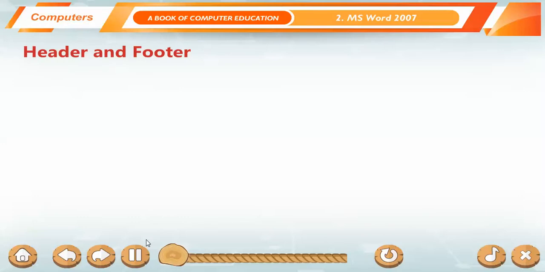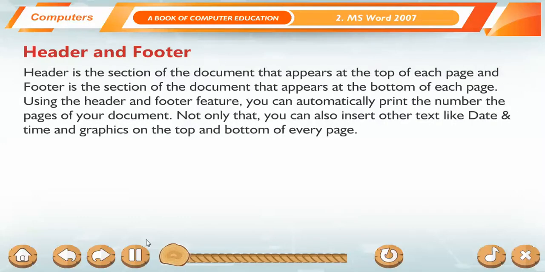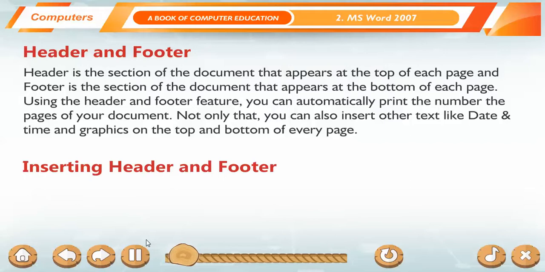Header and footer. Header is the section of the document that appears at the top of each page, and footer is the section of the document that appears at the bottom of each page. Using the header and footer feature, you can automatically print the number of pages of your document. Not only that, you can also insert other text like date and time and graphics on the top and bottom of every page.